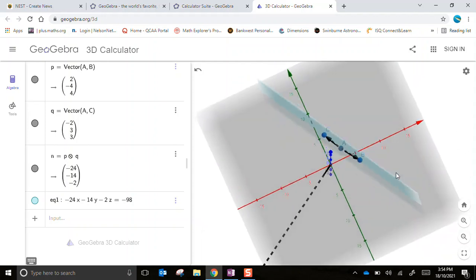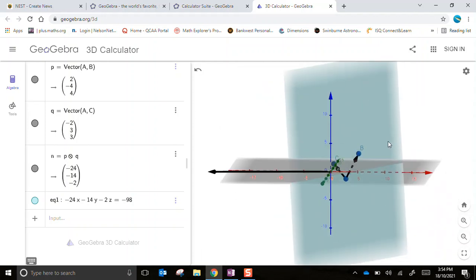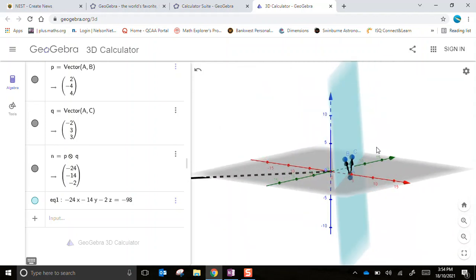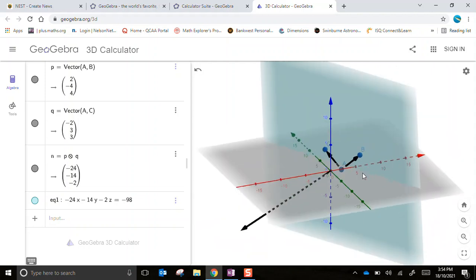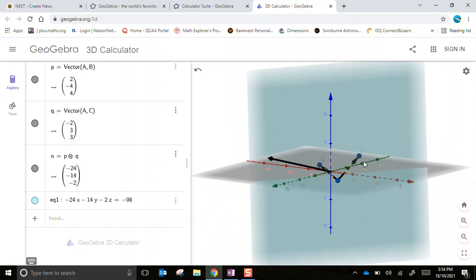It's a wonderful thing. The Cartesian equation of a two-dimensional plane, so it's got a length and it's got a width, and of course it exists in three-dimensional space.